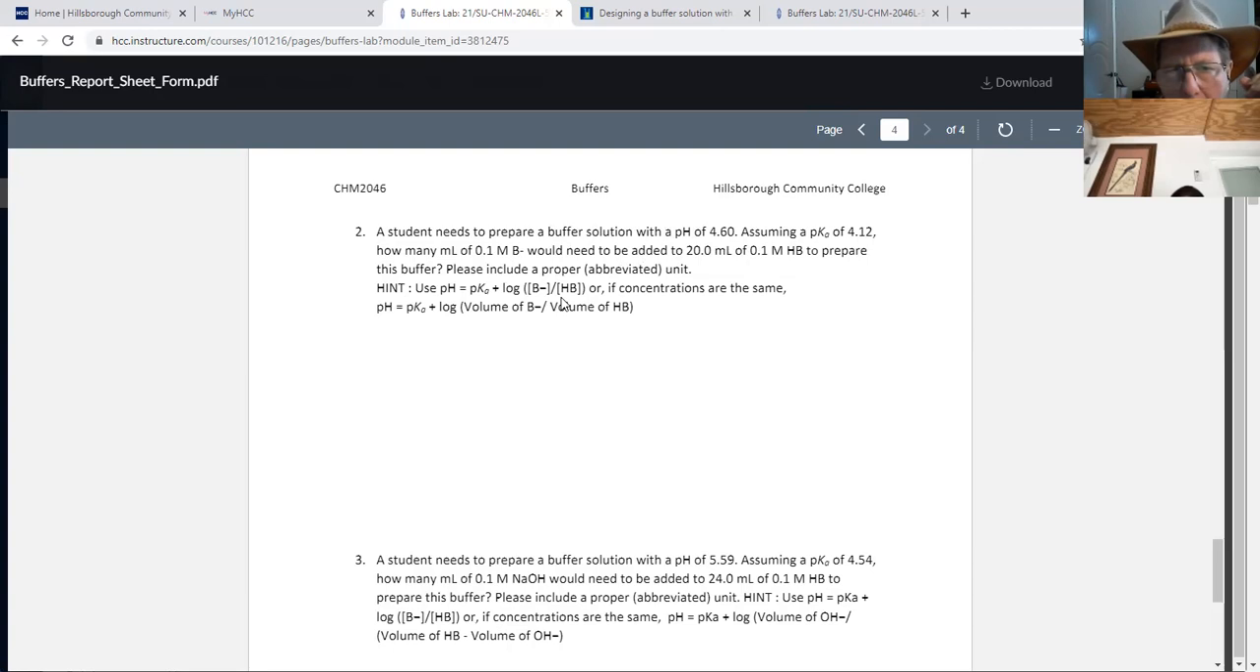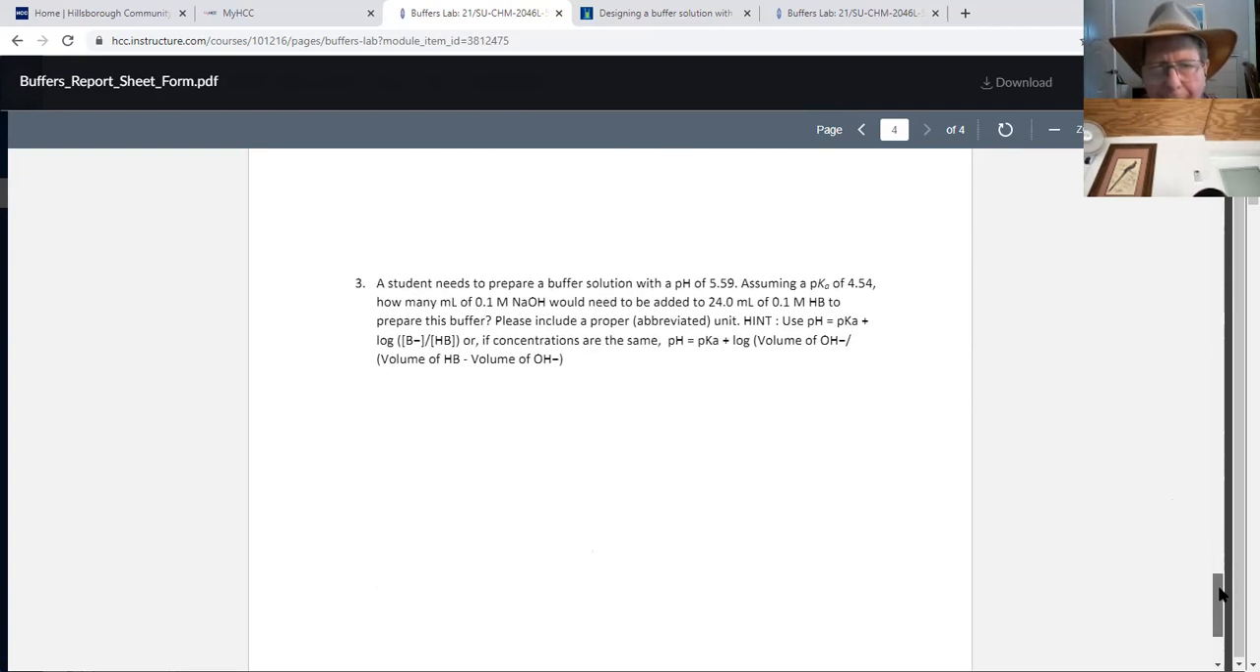Okay? So what you're going to do here is plug in 4.60 for the pH, 4.12 for the pKa, plus the log. You don't know how many milliliters of B minus, but you know the HB is 20 milliliters. So it's going to be the log of X over 20. Does that make sense to you, Jennifer? Yes, because we're trying to find out the volume of B. Okay. Yes.